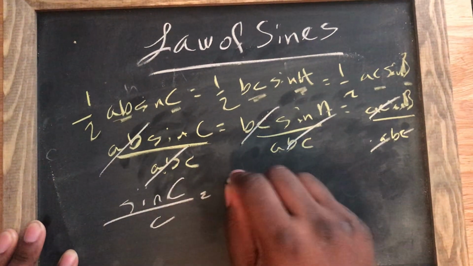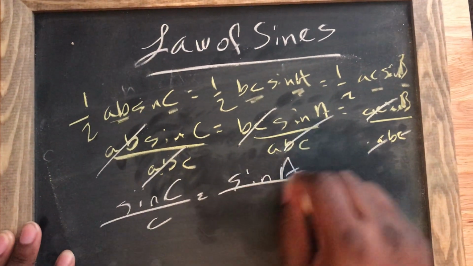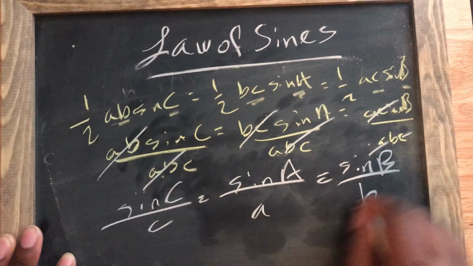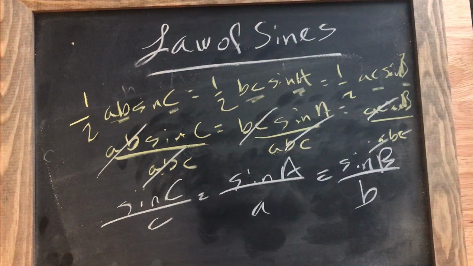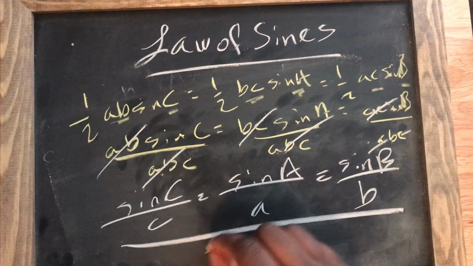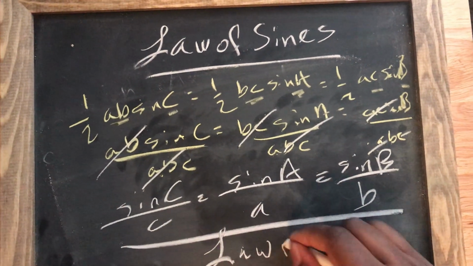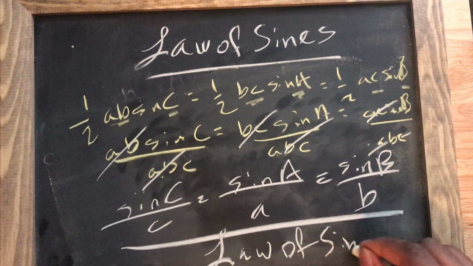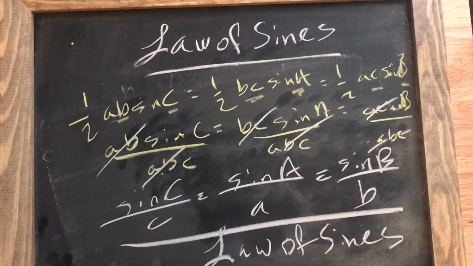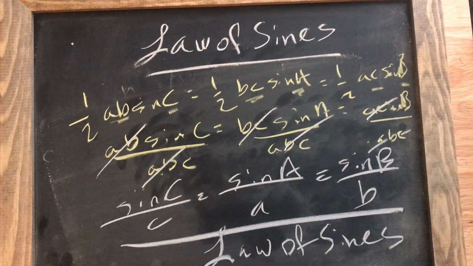sine C over C equals sine A over A equals sine B over B. And this is the law of sines. The law of sines is a ratio. It's a proportion. It tells us this to that kind of thing. So this is where it comes from. It comes from just all of those area formulas.